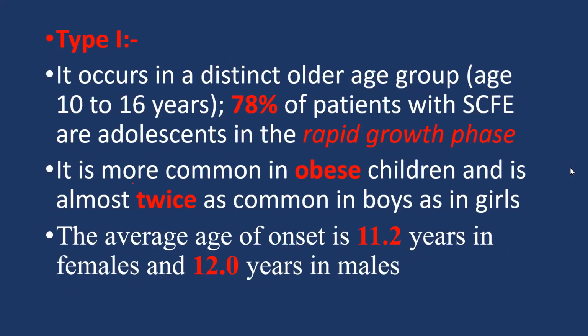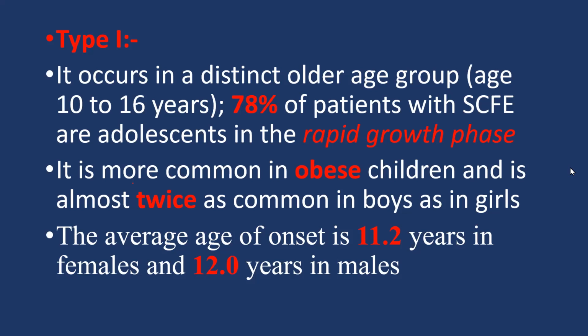It occurs in a distinct older age group, meaning age 10 to 16 years. 78% of patients with slipped capital femoral epiphysis are adolescents in the rapid growth phase. Don't forget this. It's during the rapid growth phase. Why? Because the zone of hypertrophy becomes larger, it's rapidly growing, and any bad movement would let it slip.